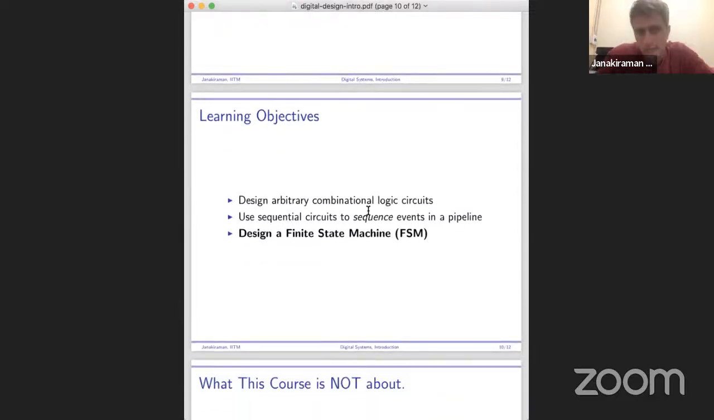What are the learning objectives of this course? The learning objective is something you should be able to do as a student after completing this course. At a high level, after finishing this course, you should be able to design arbitrary combinational logic circuits and use sequential circuits to sequence events in a pipeline. We will discuss all these terms in great detail in this course. Most importantly, you should be able to design a finite state machine. Right now I understand these might just be terms and jargon, but it's good to keep this in mind.